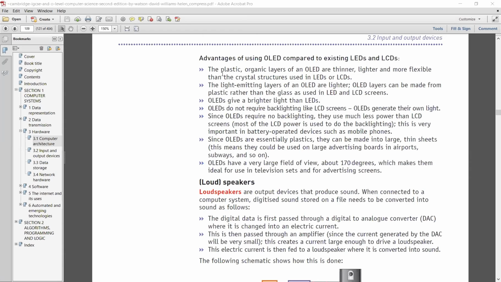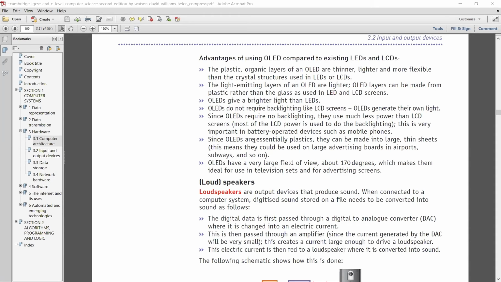You can see for yourself the plastic organic layers of OLEDs are thinner, lighter, and more flexible than LEDs or LCDs. You can see they are lighter and made of plastic rather than glass. They give a brighter light than LEDs. Since they do not require backlighting, they generate their own light. Since they are not needing any sort of backlighting, they use much less power than LCDs also.